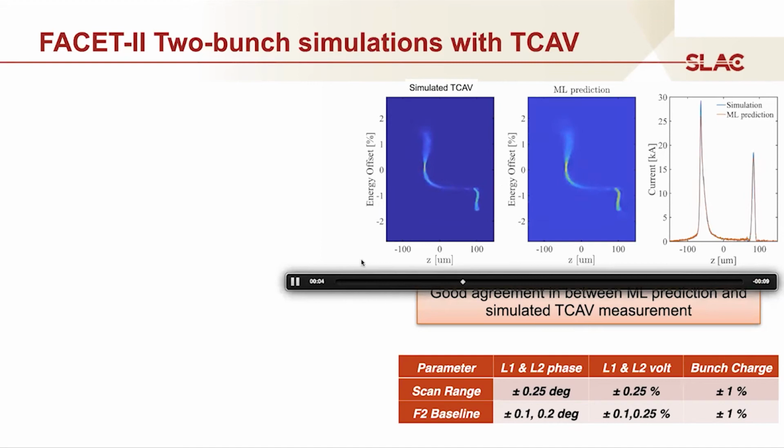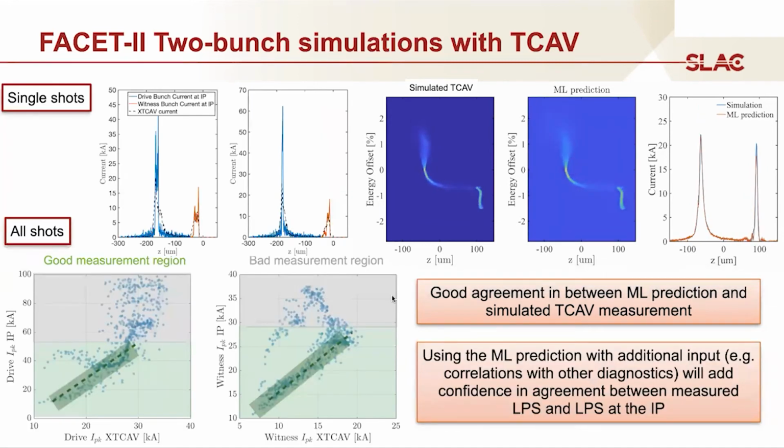However, there are some caveats. Because of the resolution limit of the TCAV, now you can predict this image very well, but does this image really correspond to the reality of what your beam actually looks like at the interaction point? And we know this is not true, and we can see this is not true because we can directly dump the particle distribution, compare it with what we measure on the TCAV, and look at the differences.